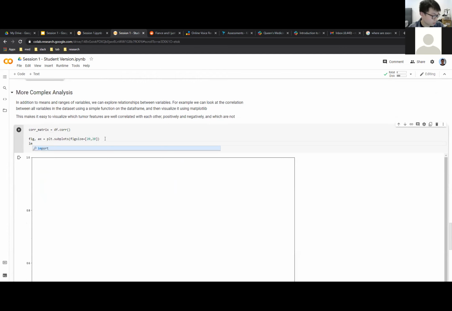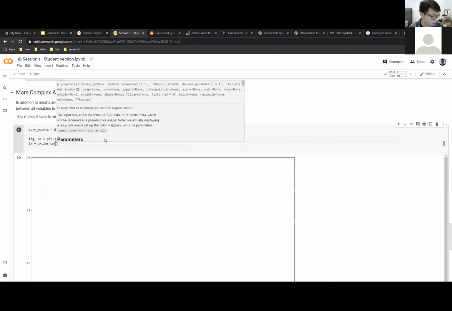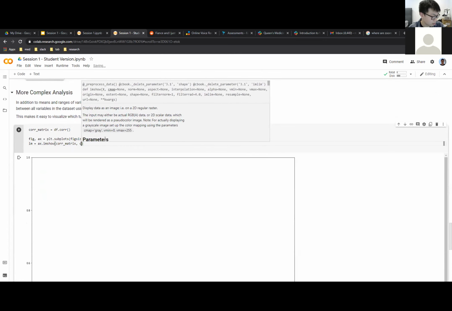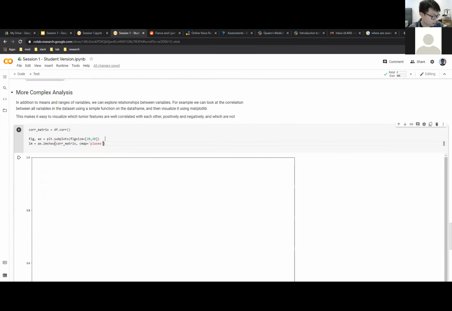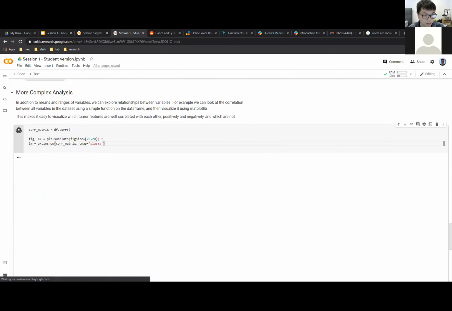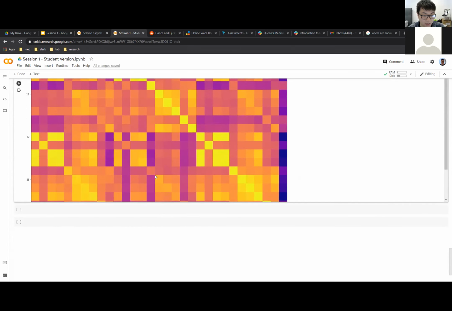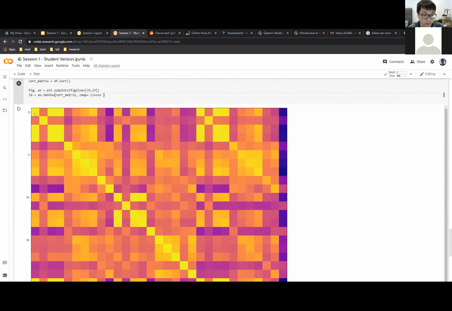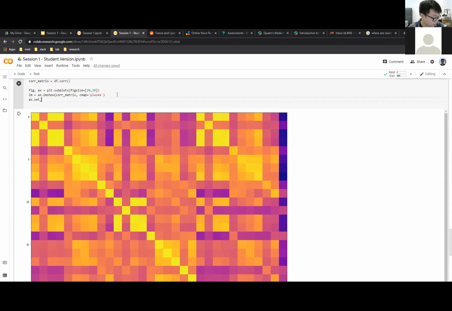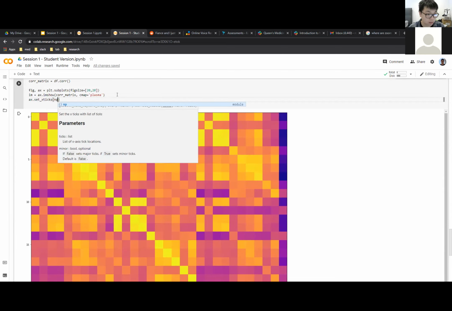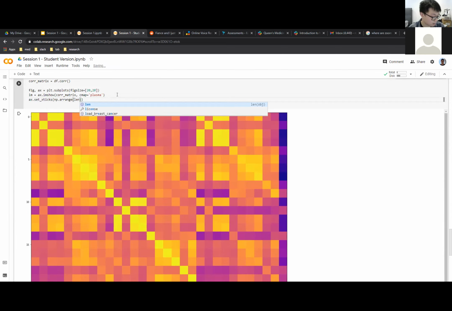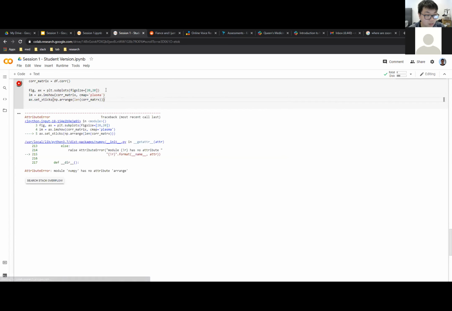To do this, we'll tell it to show the image of the correlation matrix. And then let's select a color map. Let's select plasma. Now we have the heat map of the correlations of the variables. So let's say this is variable 1 and how it's associated with another variable 1. Now we want to add some axis labels to make this more interpretable. So let's set the x-axis ticks, and we're going to arrange by the dimensions of the correlation matrix. Let's see what happens.